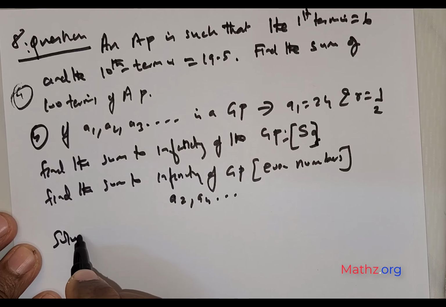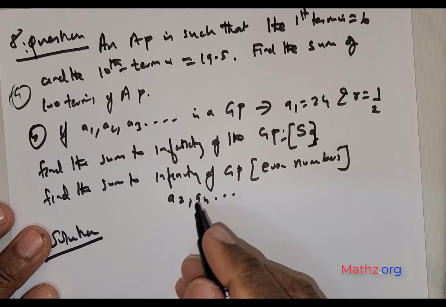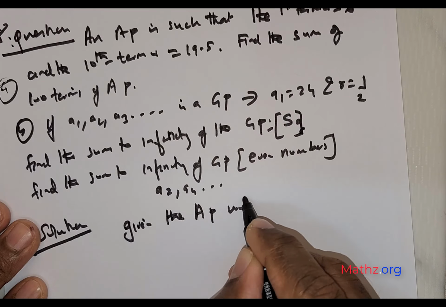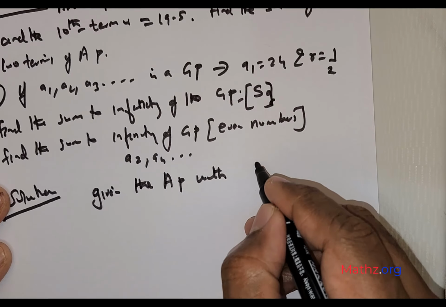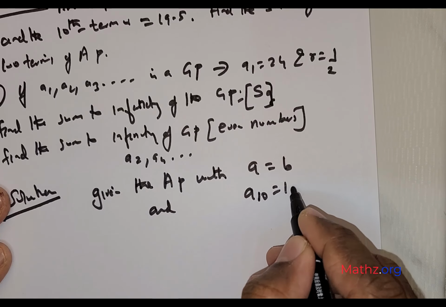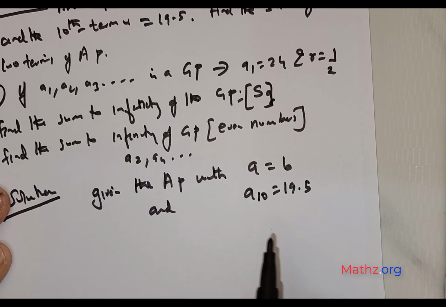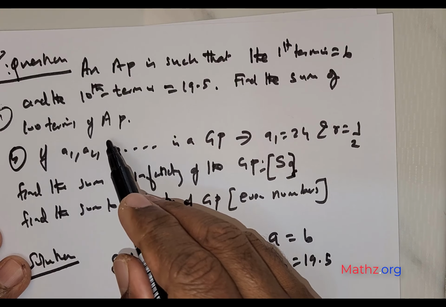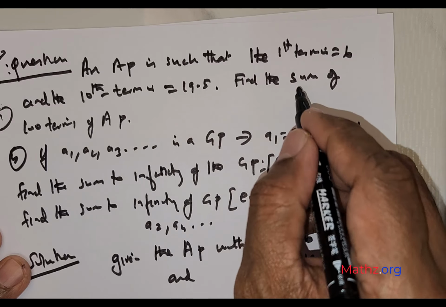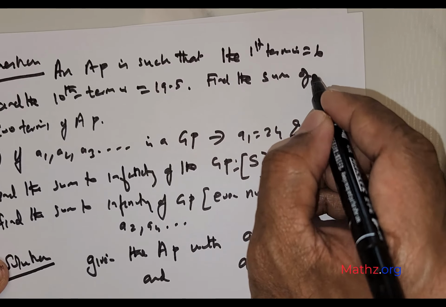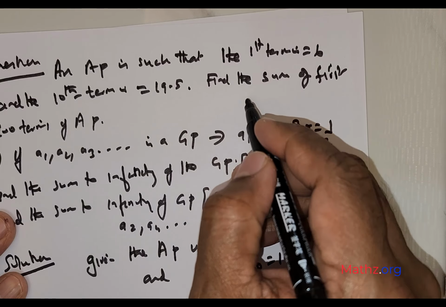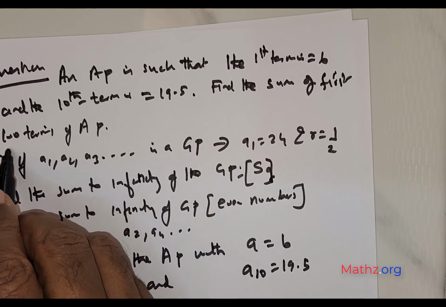So this is the solution to part A. Given the AP with the first term A equal to 6, and we are also given the 10th term, A10 is 19.5. We are asked to find the sum of the first 100 terms. It's not only the 100th term, we are asked to find the sum of the first 100 terms, right?